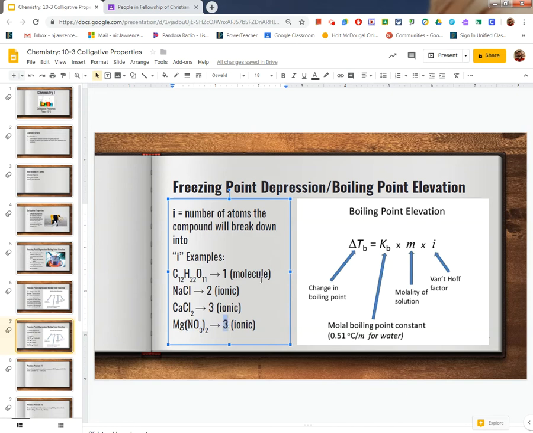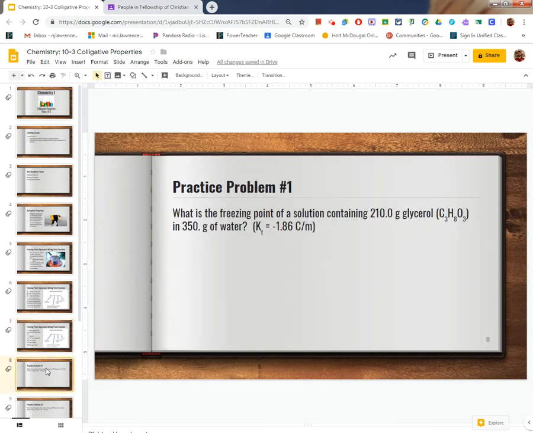So real quick recap, molecules are 1. Ionic compounds break down, just count how many different molecules they have in there, or how many ions they have in there. That's all we're looking at. So let's do a couple practice problems, and that's it.